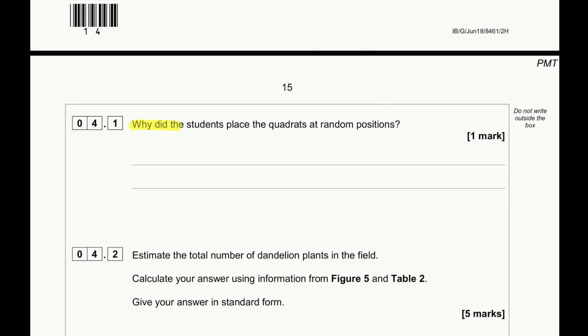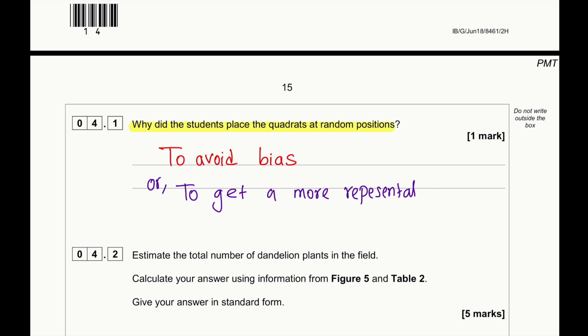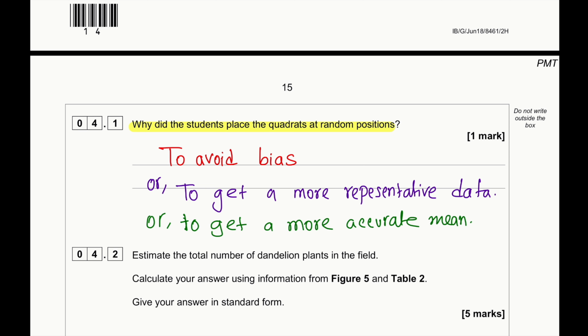Why did the student place the quadrats at random positions? To avoid any kind of bias, random positions can be used. Or we can say, because there is an uneven distribution of dandelions, this will ensure that the data is more representative to get a more accurate average or mean.